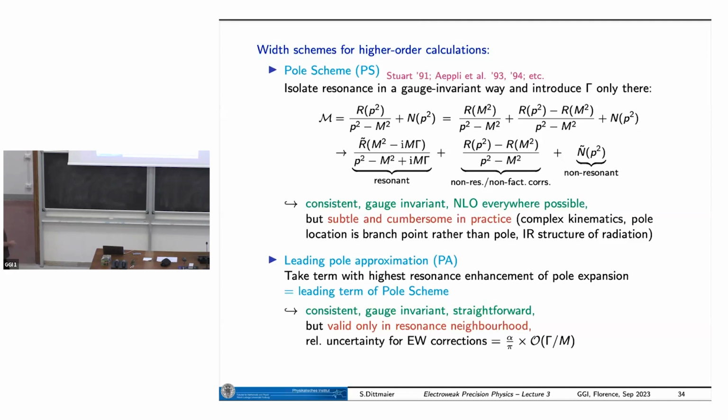And it should also produce next to leading order everywhere, because I include corrections in the residue and also in the off-shell part. And in fact, in principle, it works, but it really becomes very complicated when you go to details. It's really subtle and cumbersome because of complex kinematics here, and the fact that actually here, this is not exactly only non-resonant, there are also non-analytic pieces coming from the resonance, which go under the name non-factorizable corrections.